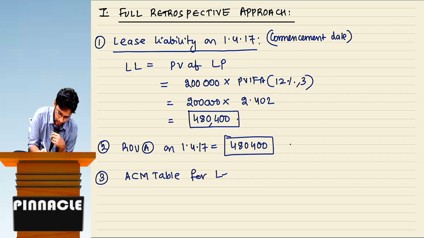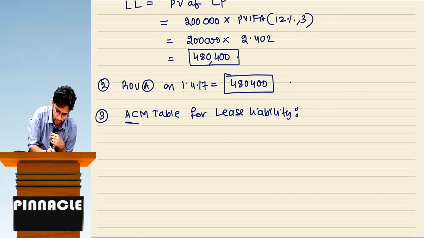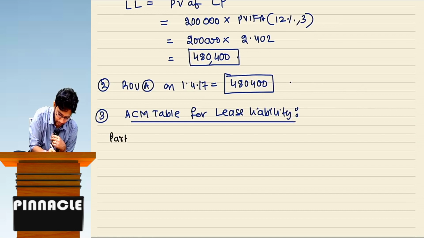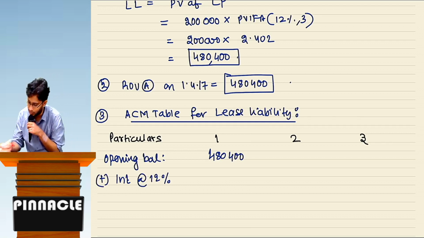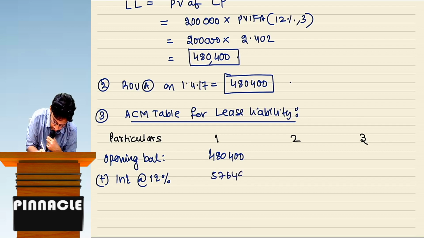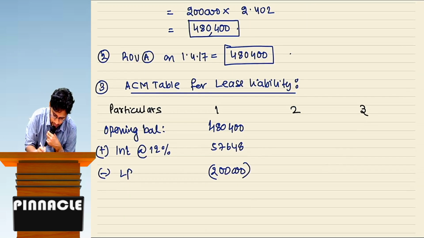Amortization table for lease liability. Particulars, year 1, 2 and 3. Okay, so here opening balance beginning of first year 4,80,400. To that add interest at the rate of 12% per annum. So 4,80,400 at 12% per annum, interest is 57,648, minus lease payments. First year you paid 2 lakhs. How much is closing balance? 338,048.